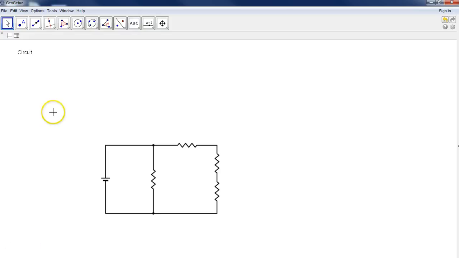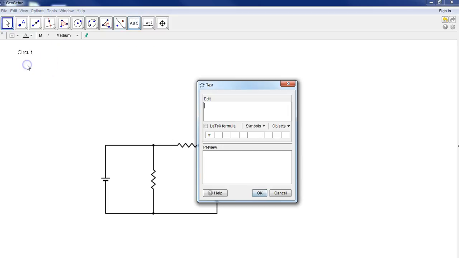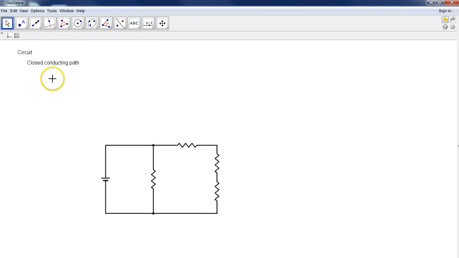An electric circuit, I have an example of an electric circuit here. We want to think of it as a closed conducting path. What this means is if we trace a current element through the circuit, we should start at location A, let's say, and end back at location A to complete the circuit.